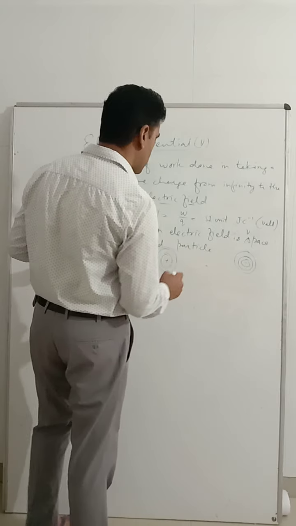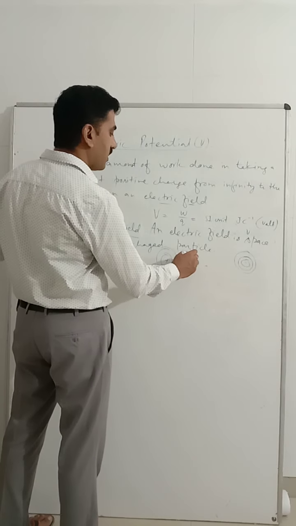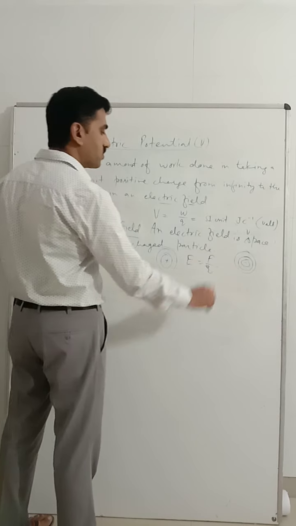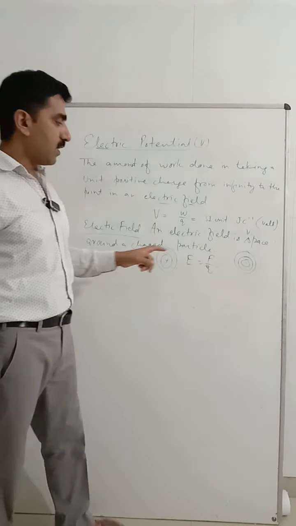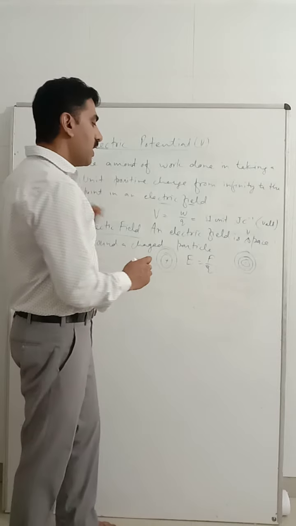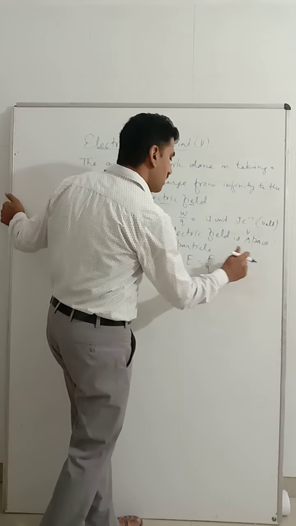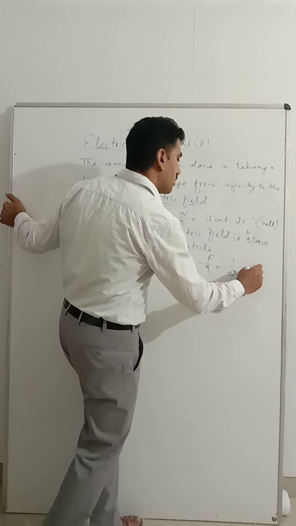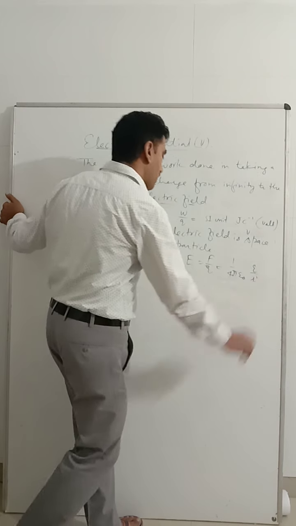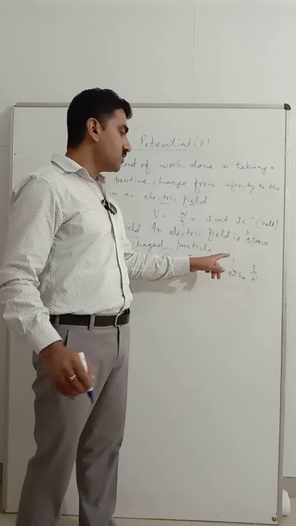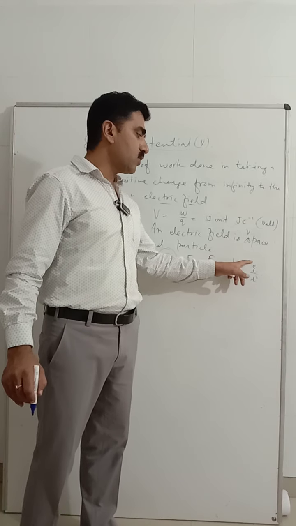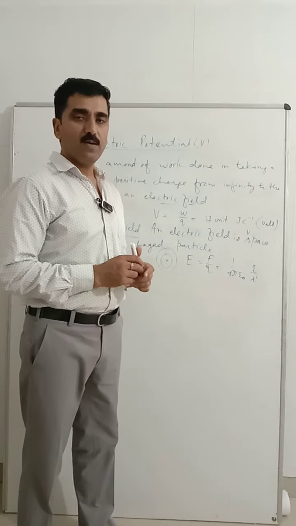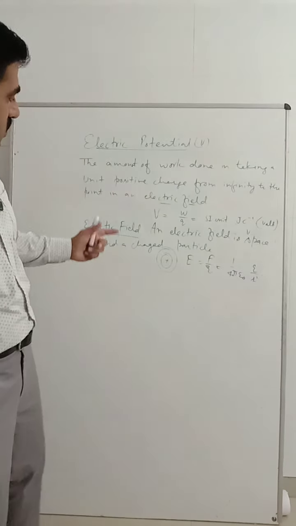You can write it in more detail. It is represented by capital E, force per unit charge, where F is your electrostatic force. Its formula, if you want to write, is 1 upon 4 pi epsilon naught, Q upon R square, whereas the force formula was 1 upon 4 pi epsilon naught, Q1 Q2 upon R square. So you can compare and remember by the comparison. So this is the electric field.